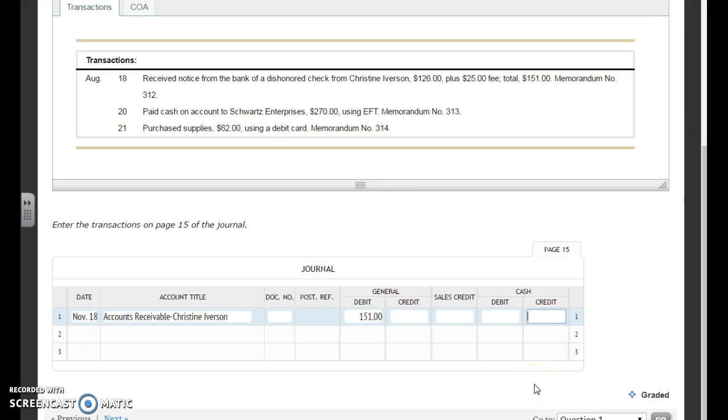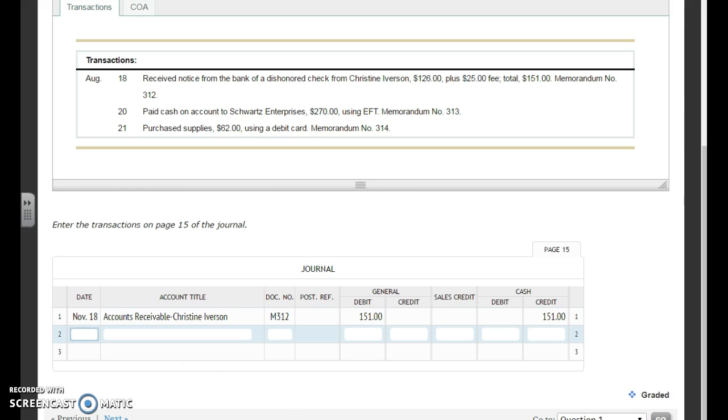No, our cash didn't decrease by $126 at the bank, but it did decrease by that in our records because again, when we received that check, we marked that check to debit our account and we had that account increase by that amount. We've got to show that decrease by $126. But we also have to show a decrease by $25 because when we tried to cash this check and we couldn't, the bank charged us $25. So on our records, we actually need our cash to decrease by $151. Source document, memorandum 312.